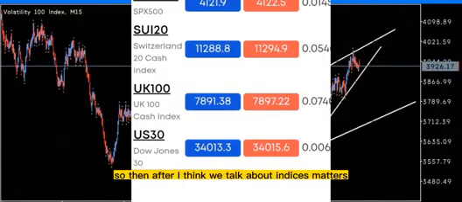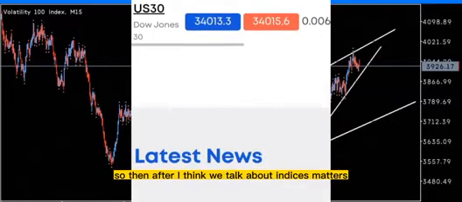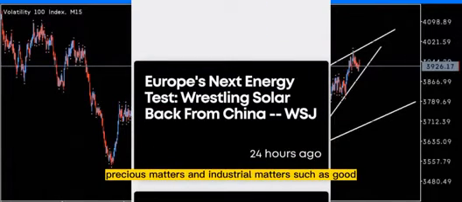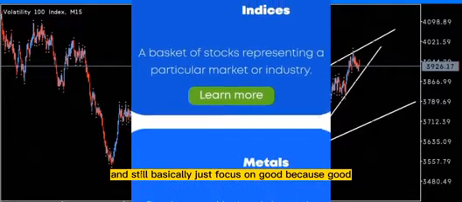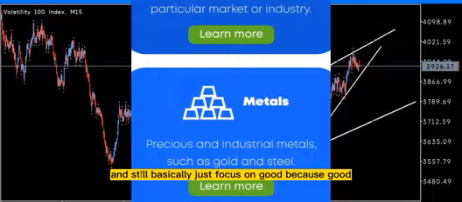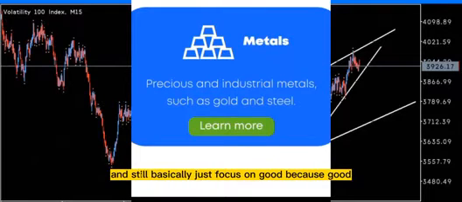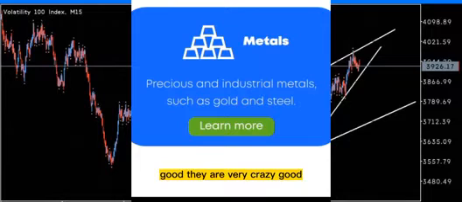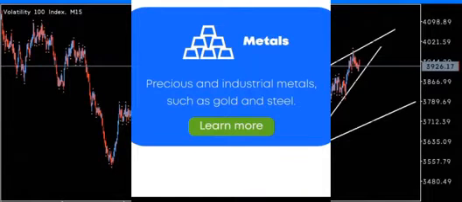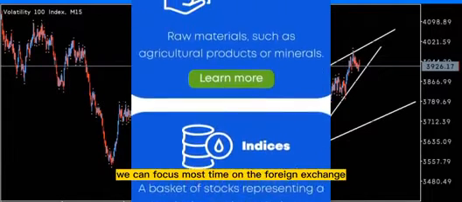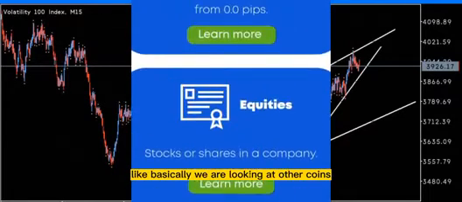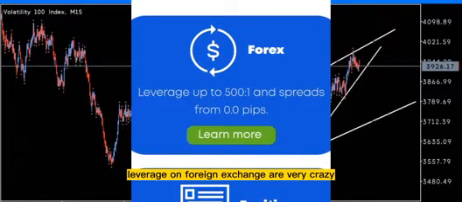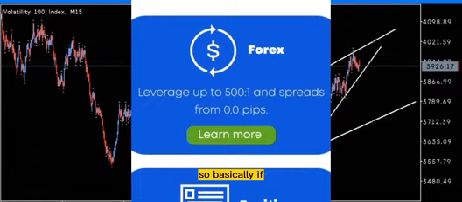So then after that, I think we talk about indices, metals, precious metals, and industrial metals such as gold and steel. Basically, just focus on gold because gold, they are very crazy. Gold, they are doing well. Now we can focus most time on the foreign exchange. Like basically, we are looking at other currency leverage on foreign exchange are very crazy with this particular program that I'm recommending.